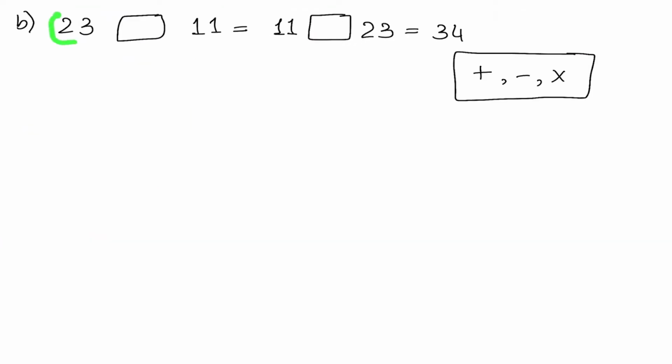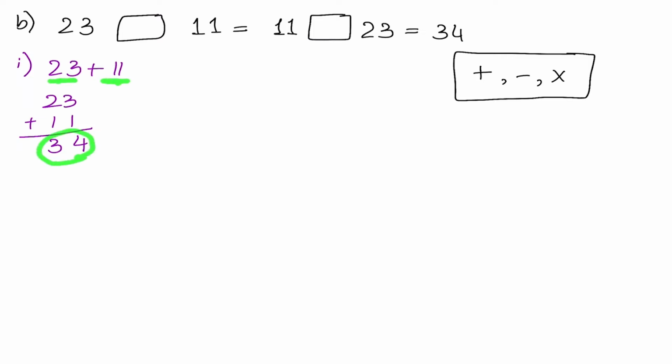So the second example is 23, some mathematical operation, 11 is equals to 11, some mathematical operation, 23. And whatever operation you perform between 23 and 11, you will get 34 as the result. So let's start with addition. First perform addition between 23 and 11. 23 plus 11, 3 plus 1 is 4 and 2 plus 1 is 3, so 34. So 23 plus 11 is equals to 34. This matches with the value here.